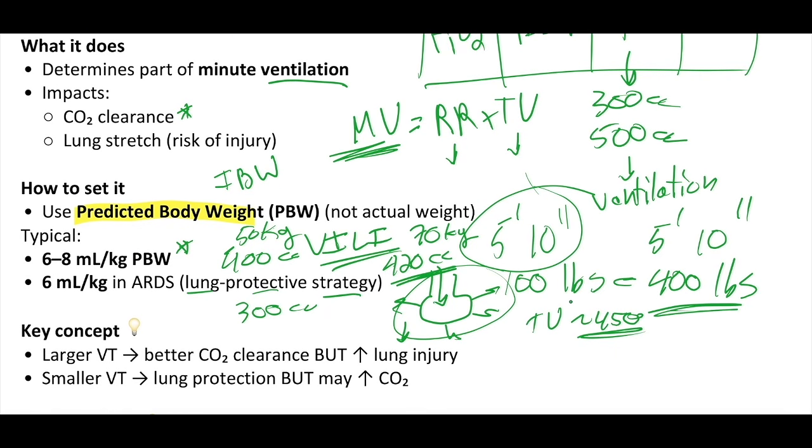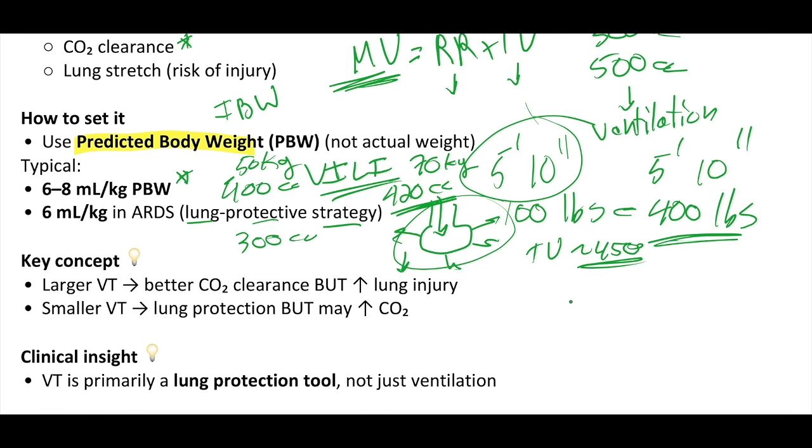Key concept here: larger tidal volumes give better CO2 clearance, but larger tidal volumes can be injurious to the lungs, so stick to that 6 to 8 cc's per kg. Smaller tidal volumes can be more protective, but they can cause increased CO2.